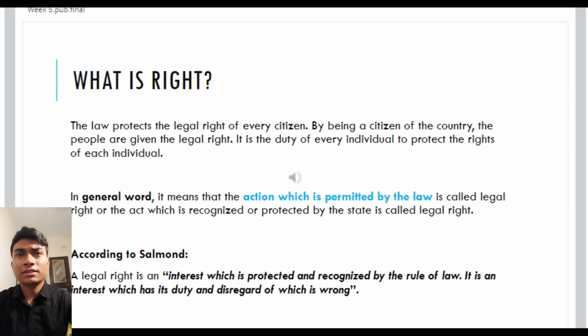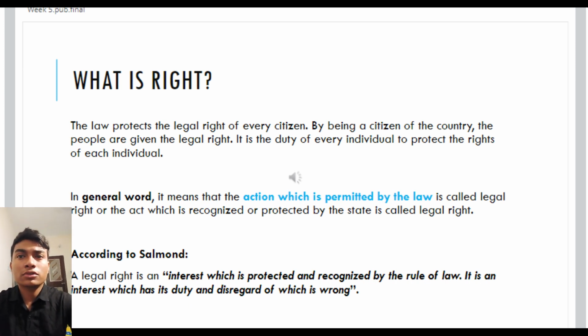Today, I'm going to present about what is a right. The law protects the legal right of every citizen by being a citizen of the country. The people are given the legal right. It is the duty of every individual to protect the right of each individual. In general words, it means that the action which is permitted by the law is called legal rights, or the right which is recognized or protected by the state is called legal right.